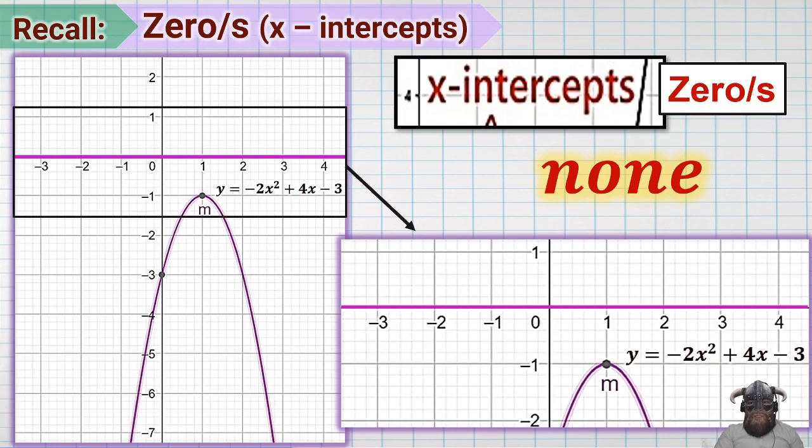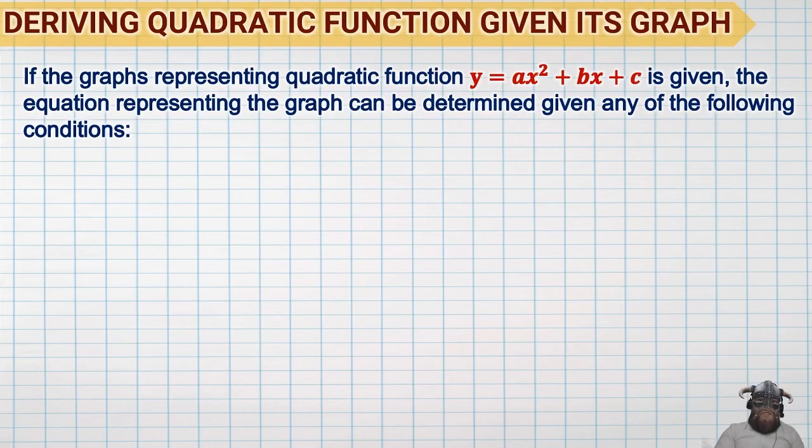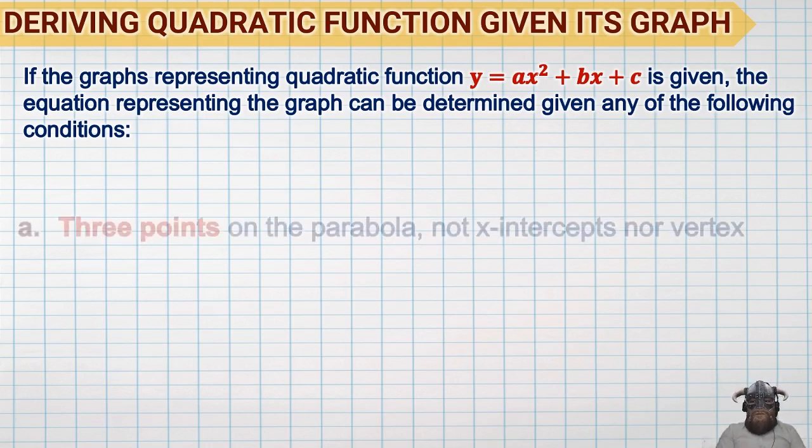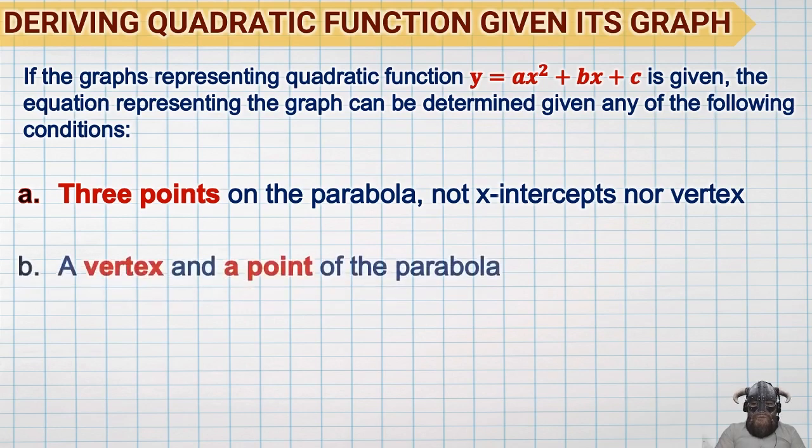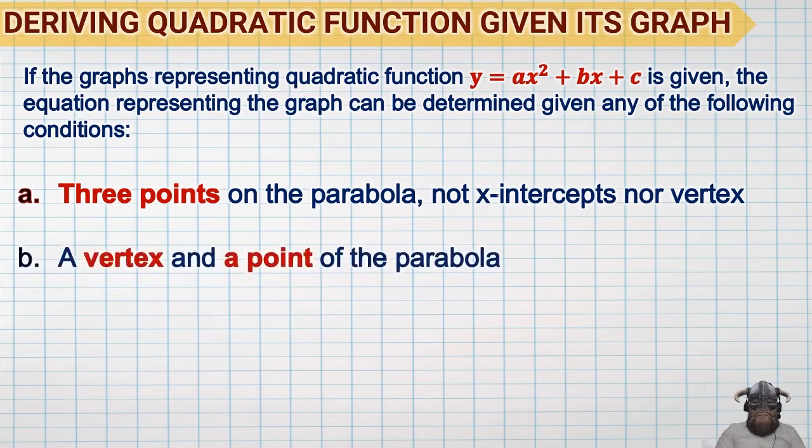Right now, we are ready to derive the equation of any quadratic function given its graph. So if a graph representing the quadratic function y is equal to ax squared plus bx plus c is given, the equation representing the graph can be determined given any of the following conditions. First, 3 points on the parabola, not considering the x-intercept nor the vertex. Another one could be a vertex and a point on the parabola.